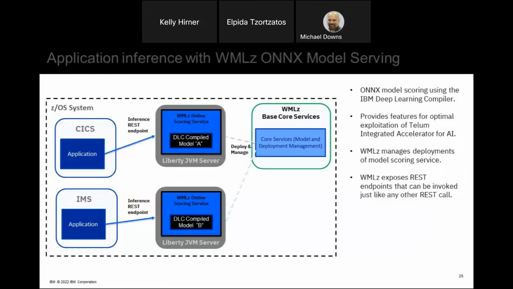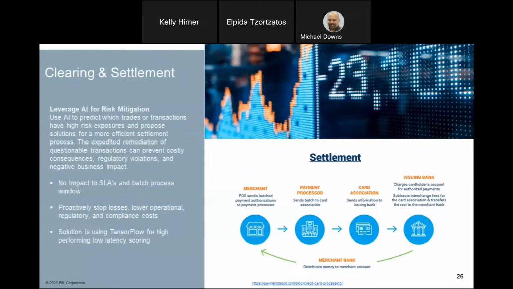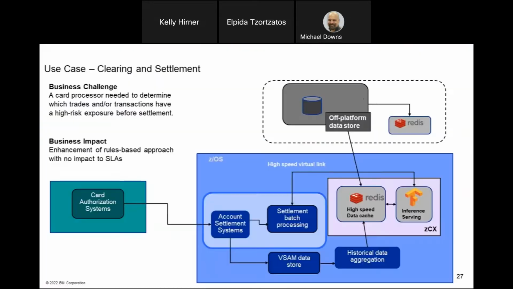And again, they leveraged Watson Machine Learning for z/OS to use the REST API to invoke these AI models to get predictions as to whether these debit card transactions were fraudulent or not. And then with Visa on this clearing and settlement side, what they've done is they had this clearing and settlement batch workload running on z/OS.